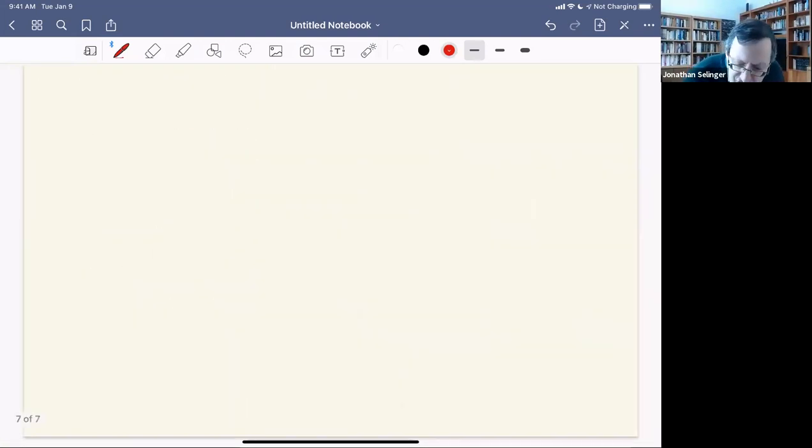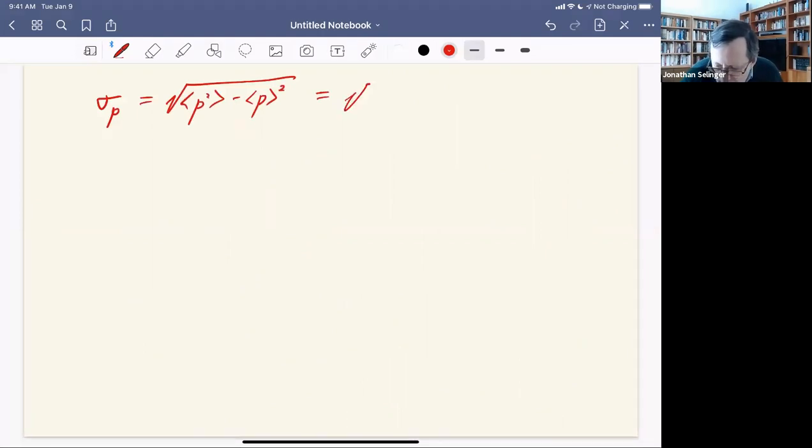How about for the uncertainty then? The uncertainty in momentum is the square root of the expectation value of p squared minus the expectation value of p quantity squared. So that's the square root of h bar k squared minus h bar k squared. That is 0. So this is the first example we have seen of a state with no uncertainty in the momentum.